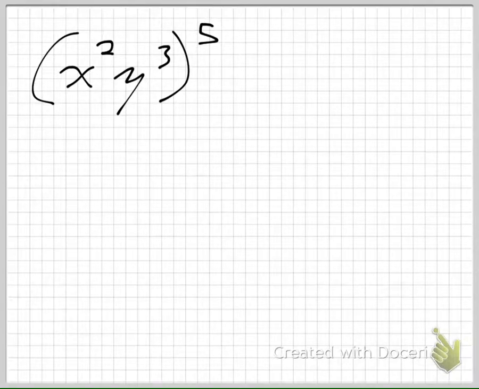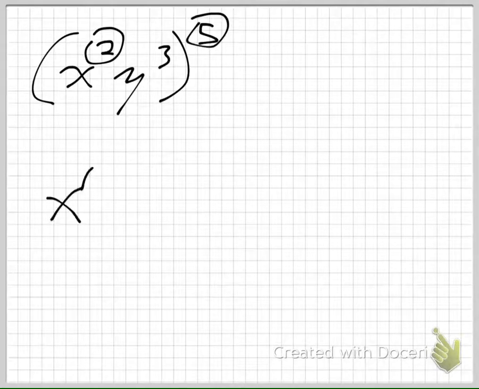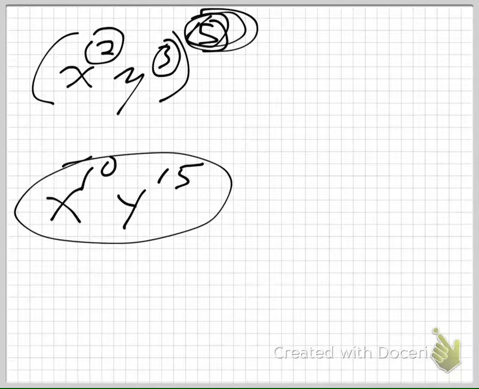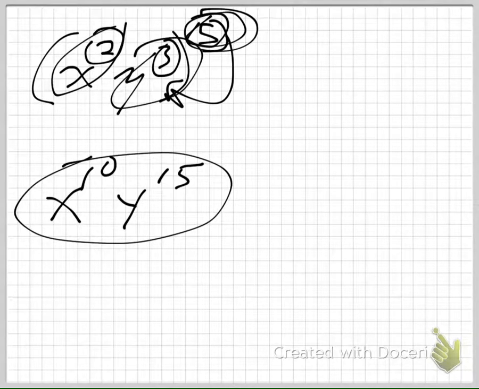So then I could write this all out. Or what can I do? X squared to the 5th, so I can go this times this is 10. So x to the 10th. And then y to the 15th. Makes sense? And it should make sense. You should understand how that works because there's 5 sets of this. Well, 5 sets of x squared is x to the 10th. 5 sets of y to the 3rd is y to the 15th. Make sense? Okay.